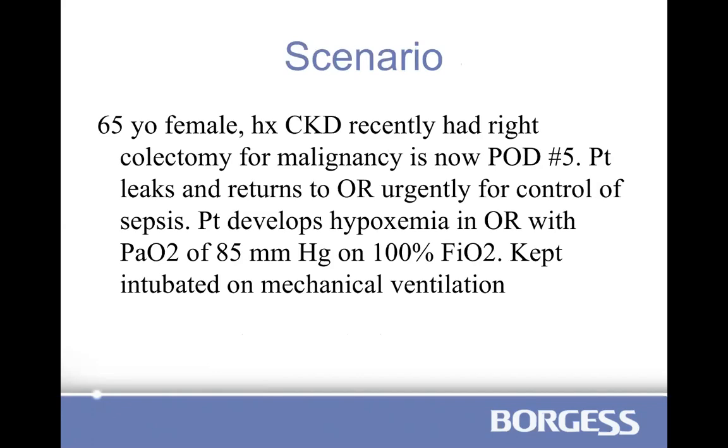A quick little scenario so you can have the brain thinking about when people need to be on ventilators. This is a 65-year-old female with a history of chronic kidney disease, recently had a right hemicolectomy for a malignancy. On post-op day 5, the patient develops a leak, returns urgently to the OR for control of her sepsis. While in the OR, she develops hypoxemia. PaO2 is down to 85 on 100% FiO2, putting this patient's PF ratio at 85. The anesthesiologist did the correct thing by keeping the patient intubated. Now the patient is being transferred to the intensive care unit on mechanical ventilation.